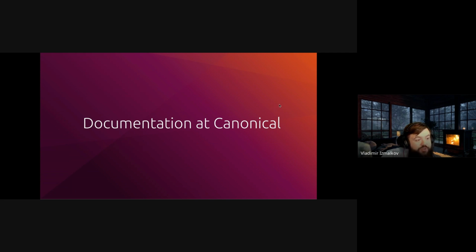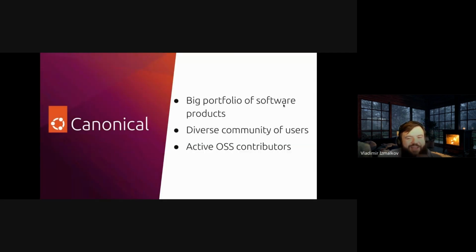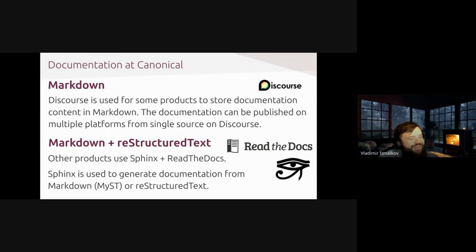What we have in Canonical as a cherry on top. Basically, we have the following factors that we need to account for: a very big portfolio of software products, a very diverse community of users, and on top of that, active open source contributors. And we need to accommodate all these factors. That's why we mostly use Markdown as the most popular one. You guessed right. For some products, we use Discourse as our main platform to store and edit documentation right on the Discourse platform. And it's quite good, and it uses Markdown, so everyone can get there and quite easily start their contributions to our documentation.